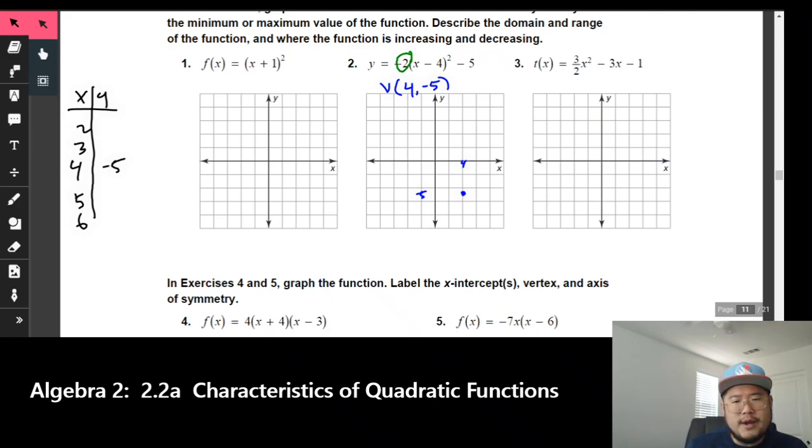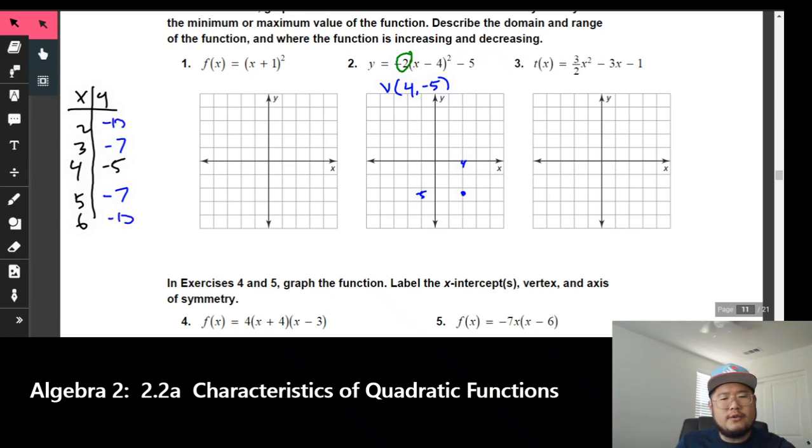So let's plug 3 in right here. 3 minus 4 is -1. I square that, it becomes +1. We multiply that by -2 to get -2, and -2 minus 5 is -7. So when you plug in 3 and 5, you should end up with -7. Next up, when x is 2, so we'll have 2 minus 4, that's -2. Square that, you get 4. Times -2 is -8. -8 minus 5, that'll get us -13.